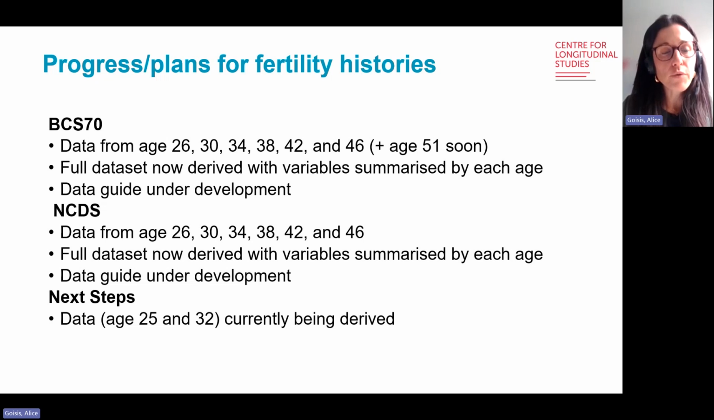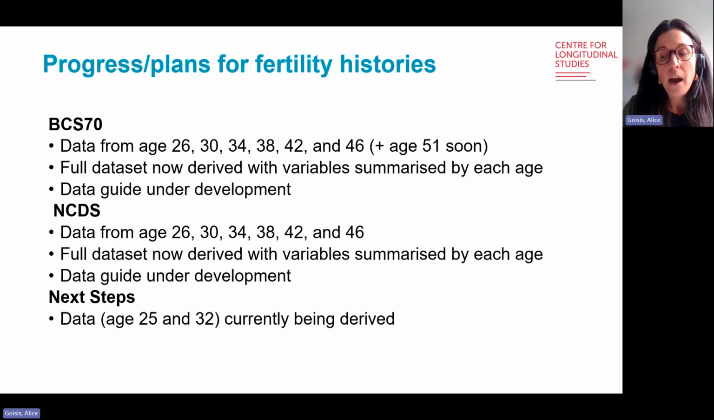histories. So the full data set has now been derived with variables summarized by each age, and we are currently developing the data guide. We are at a very similar stage for NCDS, so we are currently developing the data guide, and we have started work on next steps, which will include the age 25 and age 32 sweeps. And we are hoping to deposit all these data sets, the codes and the material in the first 6 months of 2025.